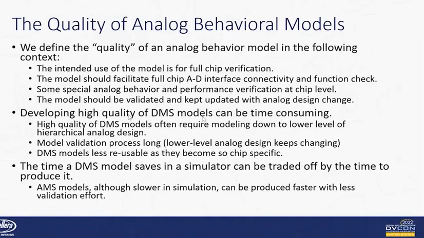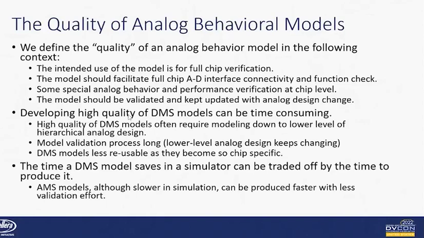So given the definition of the quality in this context, we claim that developing high quality DMS models can be time consuming. Say, if you want to have high quality DMS models, that often means that you have the modeling down to the lower level of hierarchical structure, right? But if you're doing it this way, then the whole modeling development and validation process will take a long time, because low level analog design keeps changing. They may keep changing even before being ready for the tape out. And also DMS models done this way become not reusable.